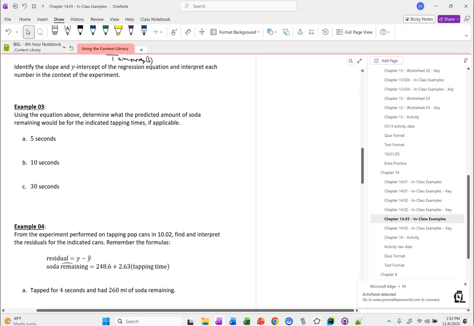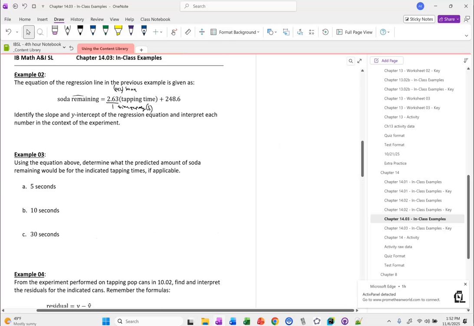Using the equation above, determine what the predicted amount of soda remaining would be for the indicated tapping times if applicable. For 5, what would we write? Or how would we find it? 2.63 times 5 plus 248.6. Correct. We don't care what the number is. How about for 10? Same thing. How about for 30?